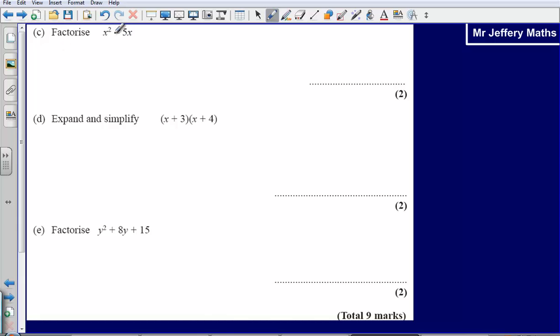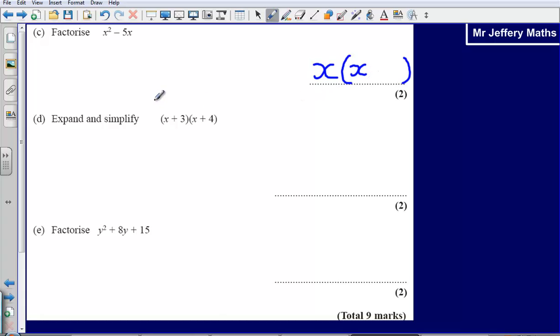Part C asks me to factorise x squared minus 5x. So the first thing that I'm going to do is I'm simply going to find what do these two terms have in common. Have they got any numbers in common? No, but they do have x's in common. So I can start by saying that it's going to be x, and then what do I need to multiply x by to reach x squared? I need to multiply it by x.